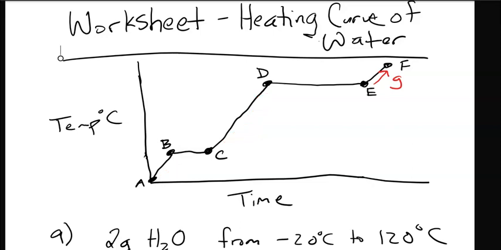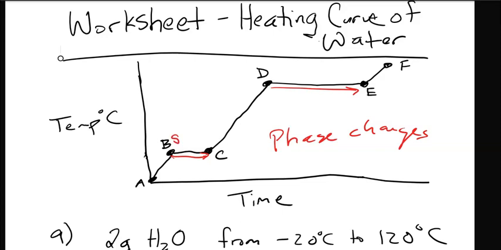In contrast, between steps B and C, as well as D to E, you'll notice that the temperature stays constant. At these points, we have what are called phase changes, okay? So the substance is changing phase, for example, from B to C, from solid to liquid. And from step D to E, the substance is changing phase from liquid to gas, okay?